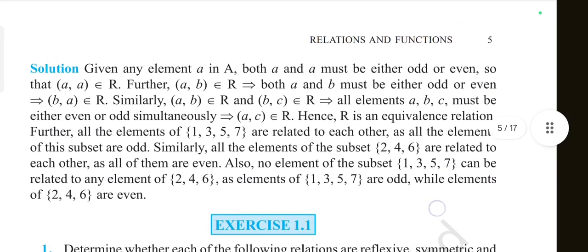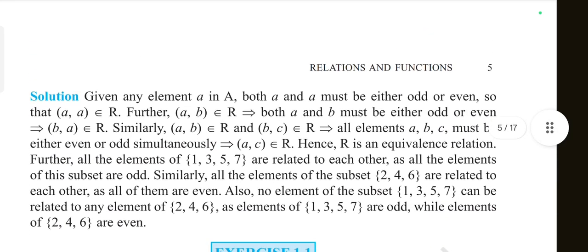Solution: given any element a in A, both a and a must be either odd or even, so that (a, a) belongs to R. Further, the ordered pair (a, b) belongs to R implies both a and b must be either odd or even, implies that (b, a) belongs to R. Similarly, (a, b) belongs to R and (b, c) belongs to R implies that all elements a, b, c must be either even or odd simultaneously, implies that (a, c) belongs to R. Hence R is an equivalence relation.